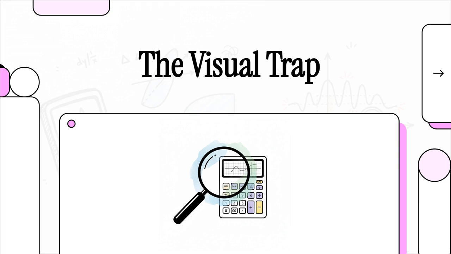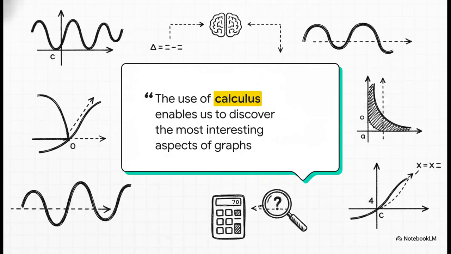As mathematician James Stewart famously warns, only through calculus can we be sure we have seen everything a graph has to offer. So today we're going to set you up as a mathematical detective. We're going to uncover the truth hiding right behind the pixels and learn exactly how to avoid what we call the visual trap. Okay, let's dive into this.